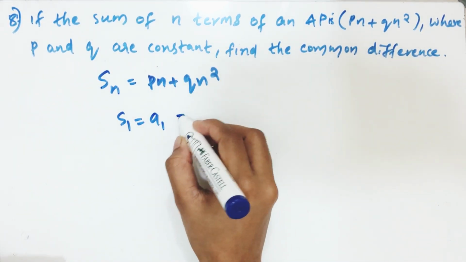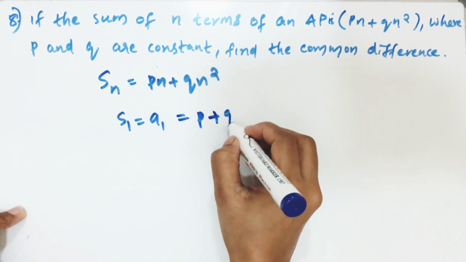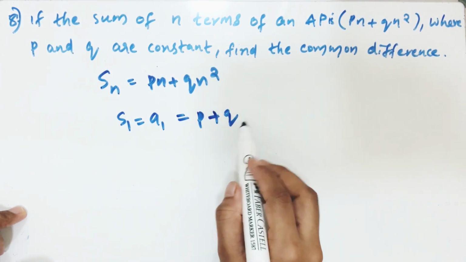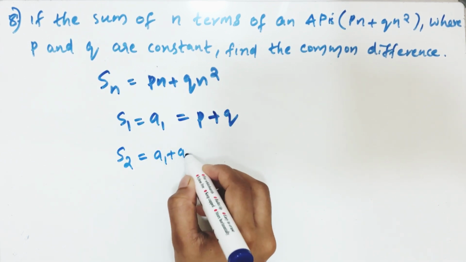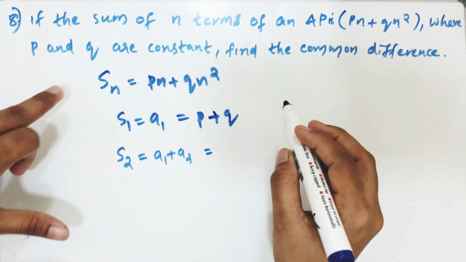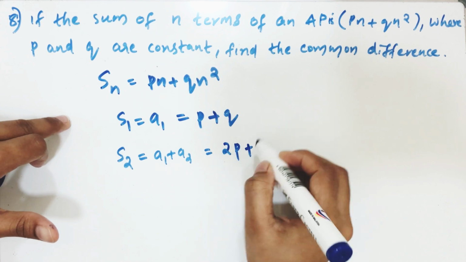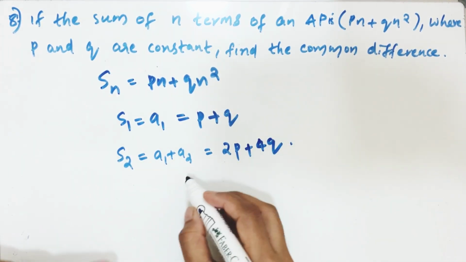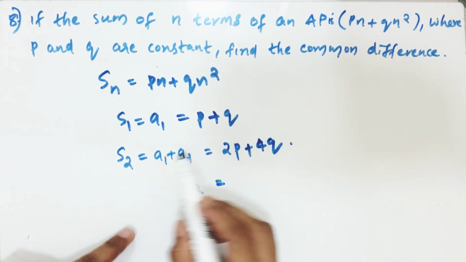From this we get S1 is equal to P into 1 plus Q into 1 square, so P plus Q. Now what is S2? S2 is A1 plus A2, the sum of the first two terms. Here from this equation we get S2 by putting n equal to 2: 2P plus Q into 2 square, that is 4Q. From this we get A2 is equal to 2P plus 4Q minus A1.